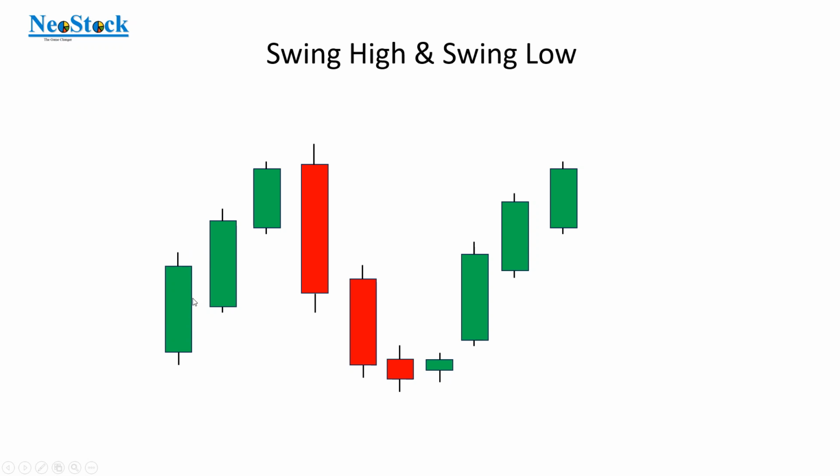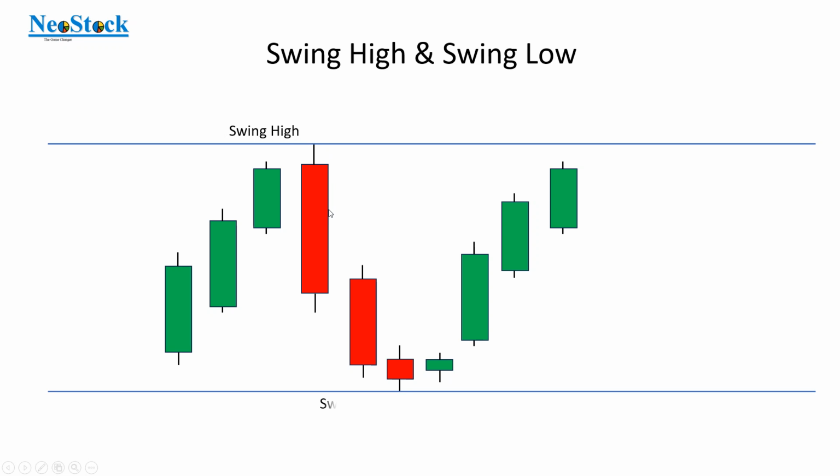A swing indicates the movements in the price direction. That means the turning points in the price direction. Swings are nothing but the turning points in the price movements. Okay, here during the swing, what is the highest point? This is the highest point. This is called swing high. And these turning points are also called pivots. And this is swing low.